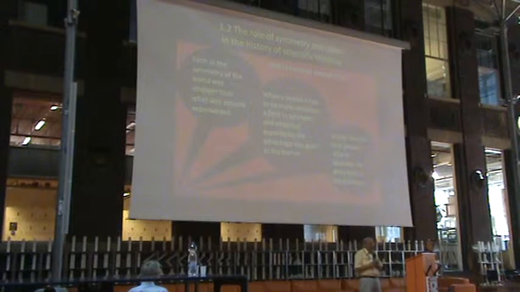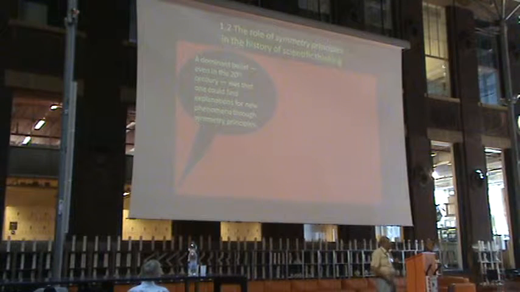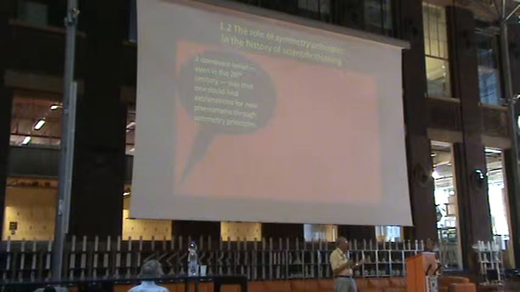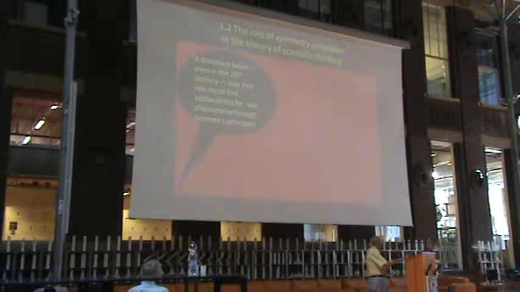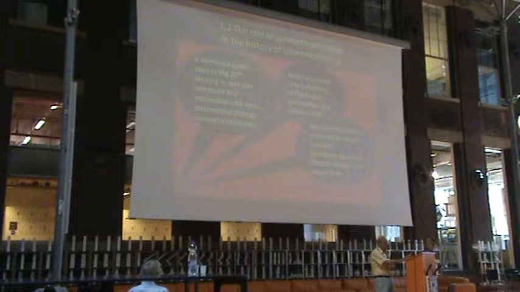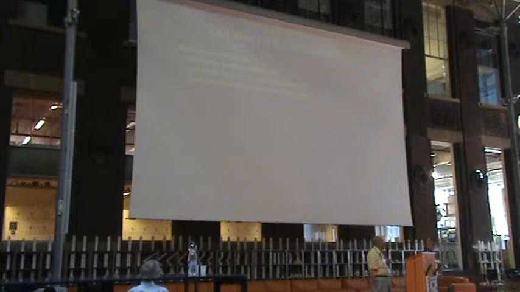Kepler was the first person in the history of science who was able to abandon his deep faith in the harmony of the universe. A dominant belief, which was followed also in the 20th century, was that one could find explanations for new phenomena through symmetry principles, and one meets the violation of a symmetry. One believes that the violated harmony in the world can be restored by another symmetry that was hidden at a deeper level. Such beliefs hold even in the 21st century.